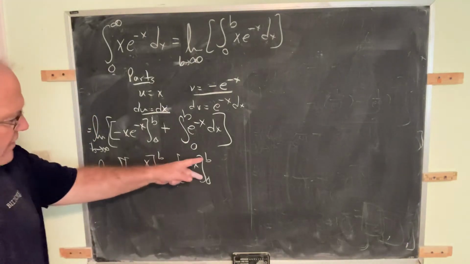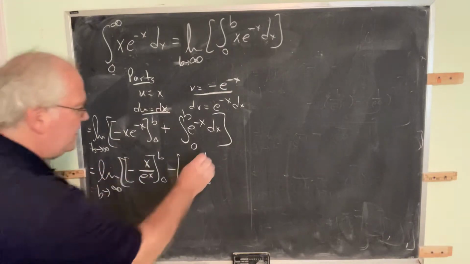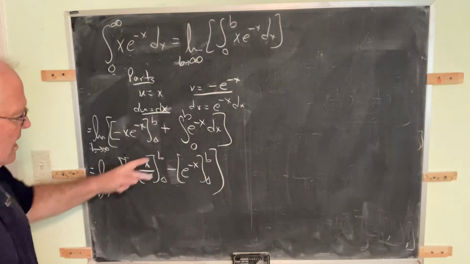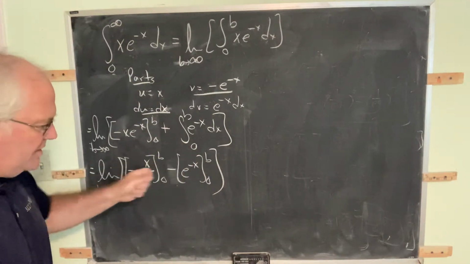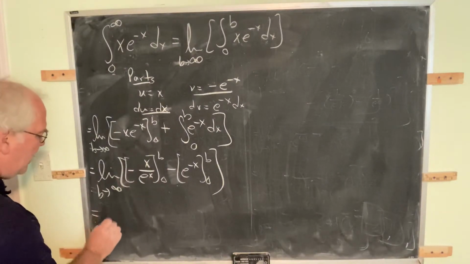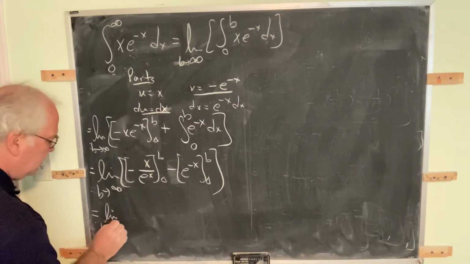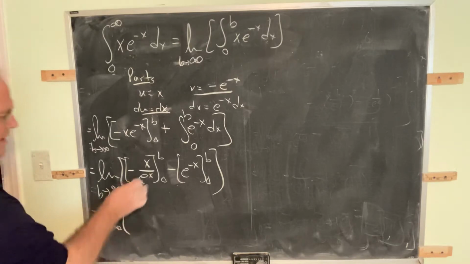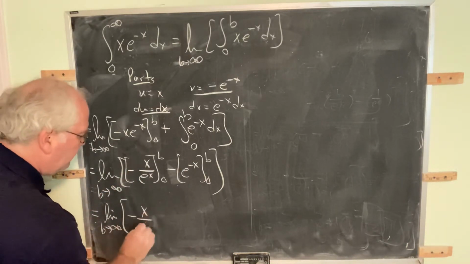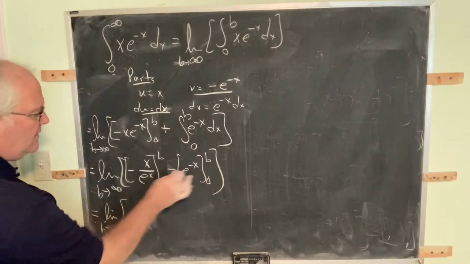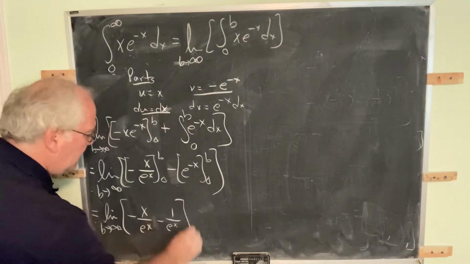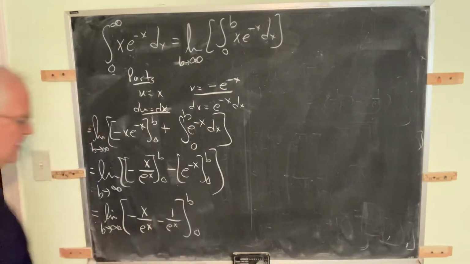See how I have this evaluated from 0 to b? If they are evaluated from and to the same limits of integration, you may combine these statements. If these are not the same limits of integration, then these may not be combined. So I'm going to combine these into one. I think it's going to be a little bit clearer because there's going to be a lot going on here. This is now negative x over e to the x. This is minus 1 over e to the x. And this is evaluated from 0 to b.